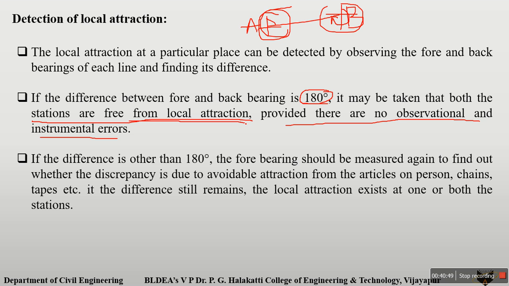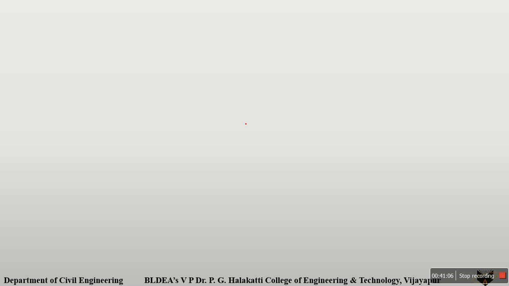Then we have to come to know that these two stations will be affected by the local attractions. Later we have to remove the local attraction value.